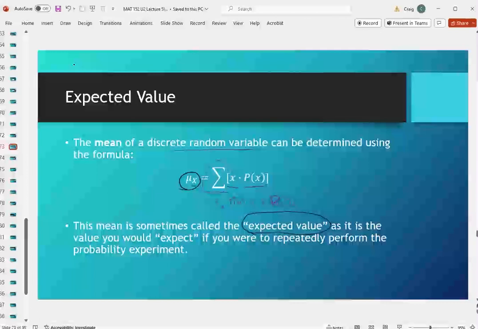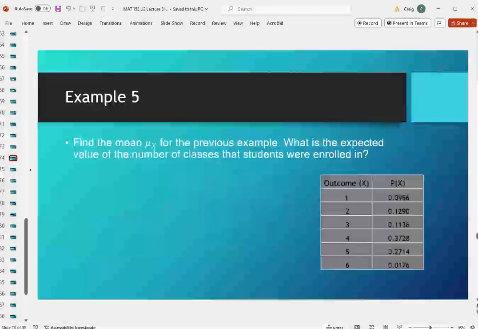Just like you'd expect, one heads and one tails if you flip a coin twice. If you flip it 100 times, you'd expect 50 and 50. Right? And so it's just a way of figuring out how to determine what you would expect before it occurs. Okay, so here's that probability distribution again from that previous example.